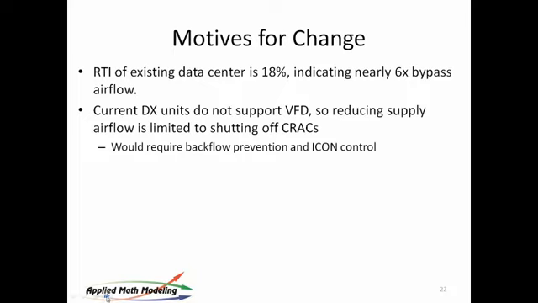Now these are DX units and they don't support VFDs. So reducing the supply airflow is really limited to shutting them off. And when you shut off DX units, you need to be sensitive to the fact that there may be backflow coming back up through those units. So you may want to put backflow prevention louvers under that. And you'll no doubt want to connect them together so that if one goes down, the other one comes back up. You can do that using the icon control. There are controllers now on these crack units that allow you to wire them together, network them together, so that the failure of one would spark the startup of another.